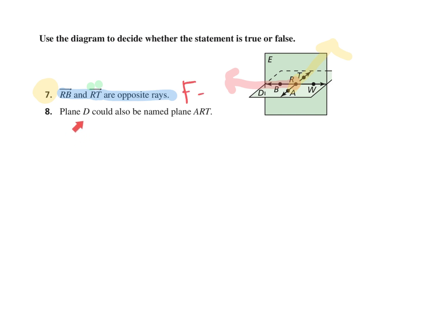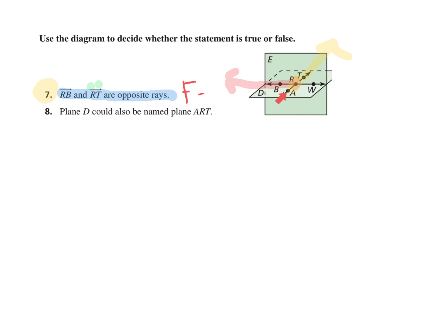How about number 8? Plane D could also be named plane ART. Remember, we can name a plane by a big capital letter that's just floating, not by any points. So this plane is D. Or using 3 letters, 3 points, as long as they're not collinear. So are the points A, R, and T all collinear on the same line? And they are. And therefore, we cannot name this plane D using A, R, and T.